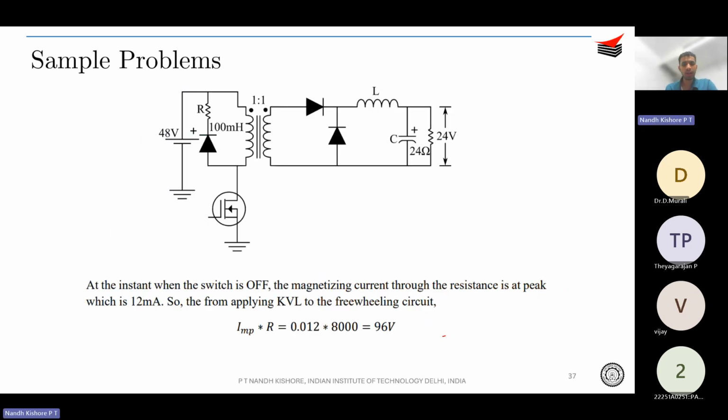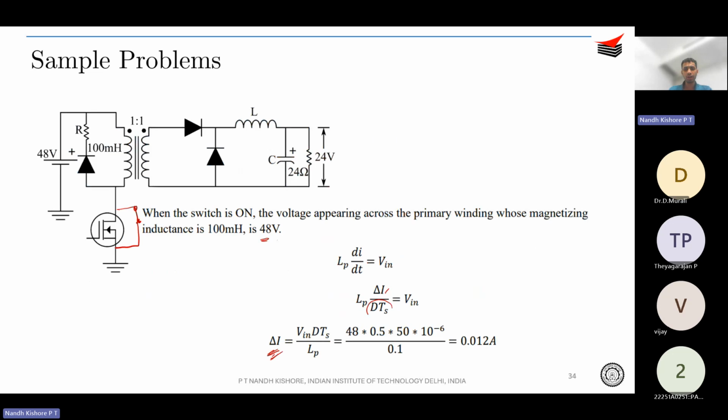So at the instant when the switch is turned off, the magnetizing current is at its peak, that is 12 milliamperes. Why is it 12 milliamperes? We just found out from delta I, that is V is equal to L di by dt. Therefore, from this relation you get what is delta I, correct? That is during the dTs period, LP into delta I by dTs is equal to V in, correct? So from this you get what is delta I, that is 12 milliamperes.